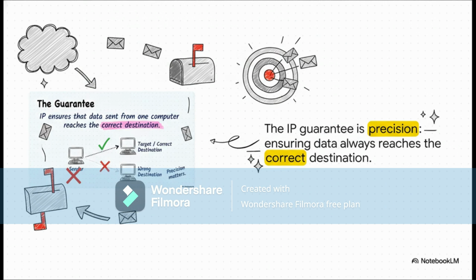And here's the best part, the absolute guarantee of the system. IP is all about precision. It's designed from the ground up to make sure your data packets arrive at the correct digital mailbox. Your message to your friend won't just accidentally show up on someone else's screen. The system makes sure it hits the right target every single time.